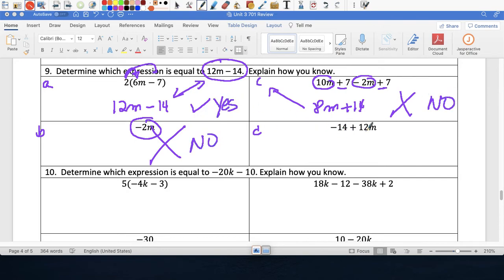This one, negative 14 plus 12m, is this the same as that? Yes, it is, because we can switch. So let me circle this. I can switch them around, and I can write 12m in the front and minus 14. So this is a yes. This is the same.